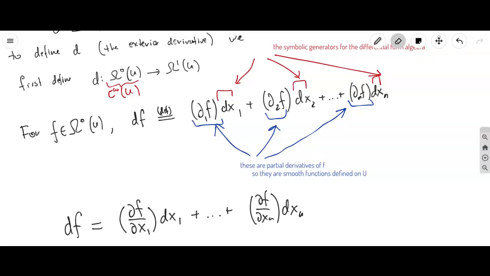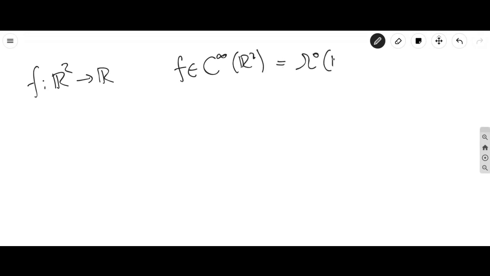So to show you a very simple example, let's say we have a function from R2 to R. This is going to be a smooth function on R2, which is the same thing as a 0 form on R2. Let's say the function is defined, writing it as xy, as e to the x squared y. That's a nice smooth function.